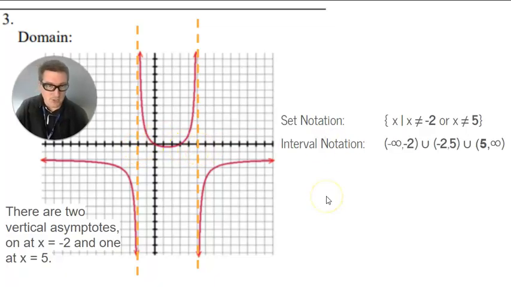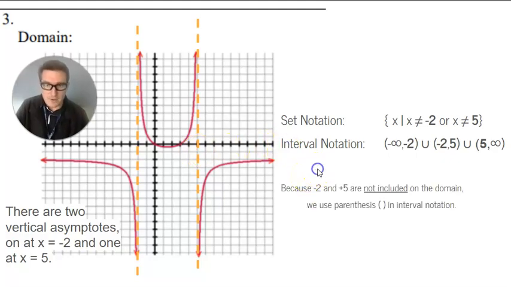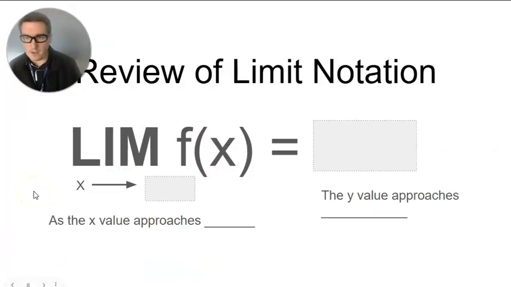And in interval notation, there are 3 intervals. And remember, we always write our intervals from left to right, from -infinity to -2, from -2 to 5, and from 5 to infinity. And since -2 and 5 are not included in the domain, that's why they are in parentheses. Let's do a review of limit notation.